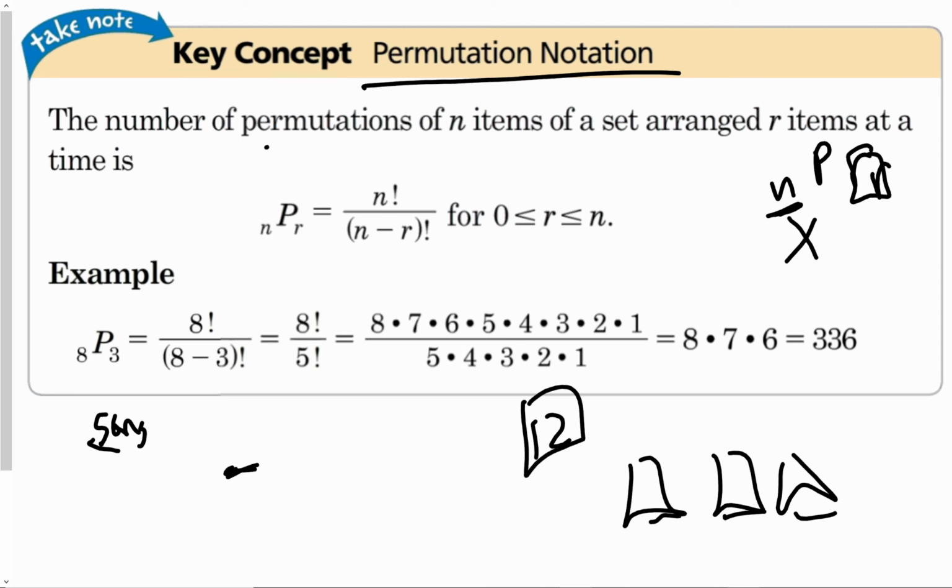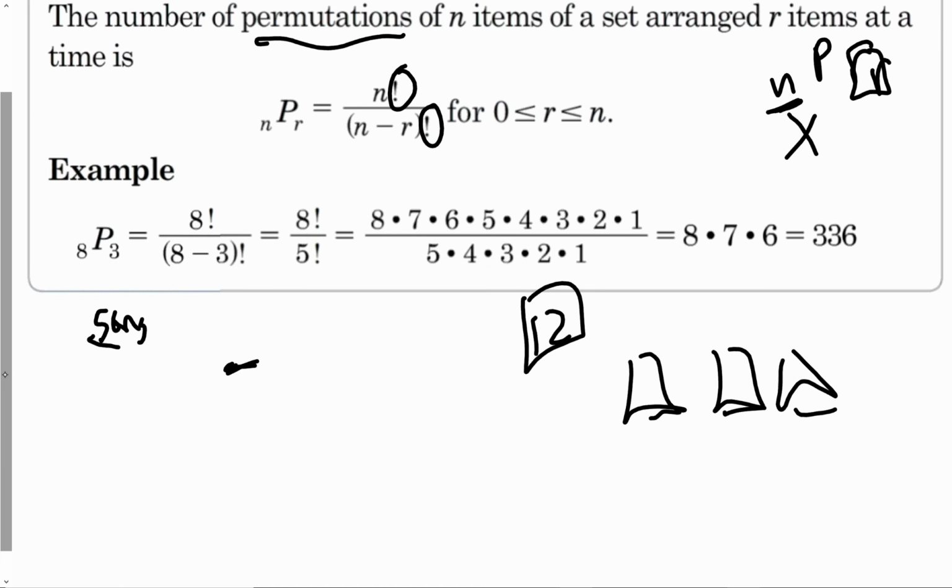This is for permutations, where order matters, and we use factorial notation in here as well. n is how many things we have to choose from, and r is how many spots we have. So here's an example: 8 is how many choices you have total, and 3 is how many spots you have to fill. So there's 8 permutation 3.